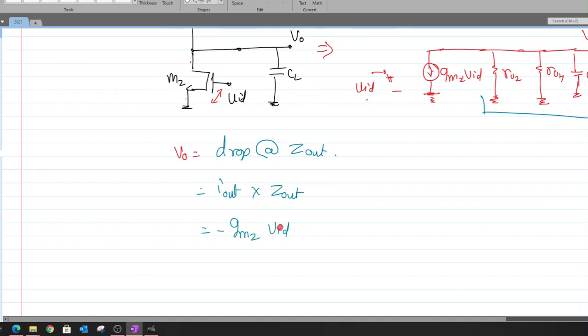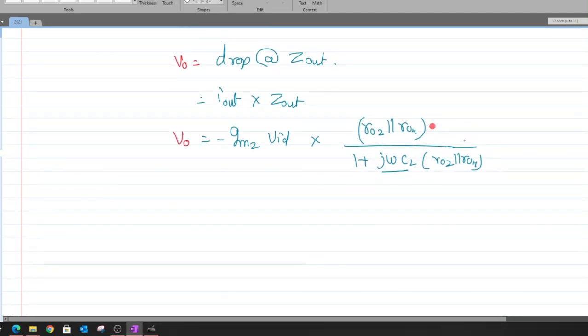We still have to calculate this, and we would end up with something like RO2 parallel with RO4 divided by 1 plus the impedance imposed by the capacitive load. I could write it as j omega times CL, times this parallel combination of RO2 and RO4. It's a straightforward computation which you would have already learned from your network theory, so I'm not going to redo it here. I've just directly written it.